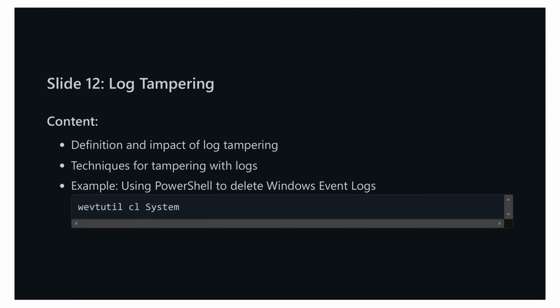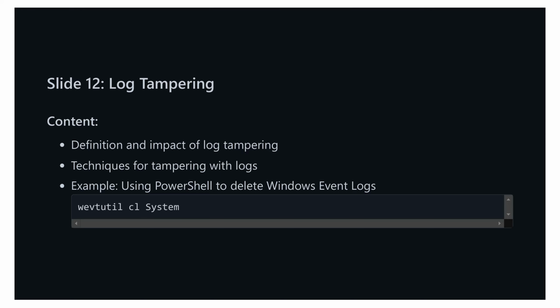Log tampering involves the unauthorized altering, deleting, or fabricating of log entries to cover tracks and avoid detection by security systems. This can have a significant impact on the ability of security teams to identify and respond to incidents accurately. We will examine various techniques for tampering with logs.